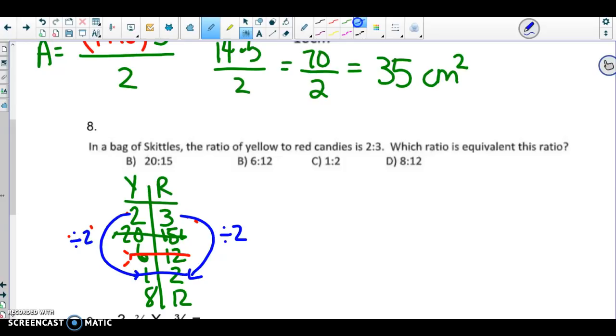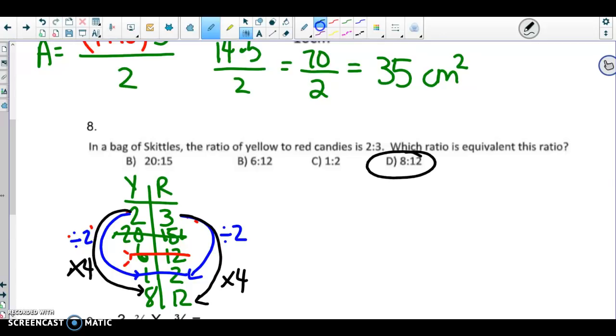So really what we need to check is this last one. Let's try it. I'm going to leave that there. So what if I go from here to here? Well, 2 times 4 gives me that 8. So I would have to do 3 times 4. And that does give me 12. So this ratio is the only one that would be the same.